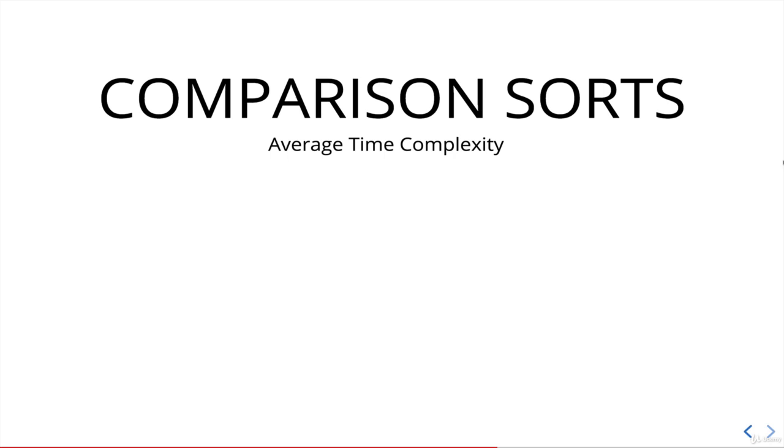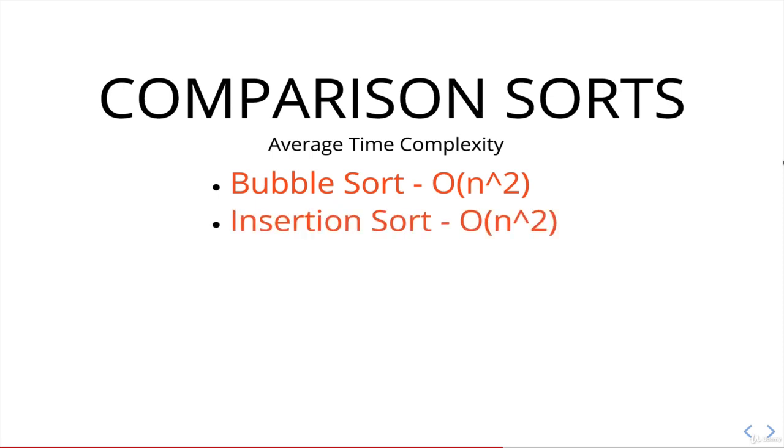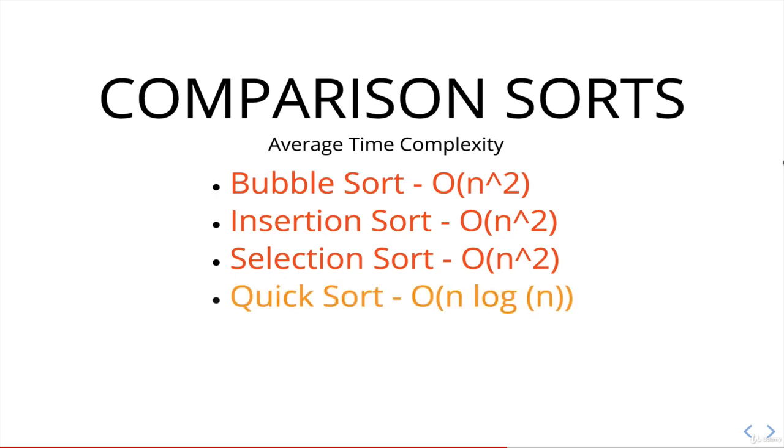That's the most we ever compare at a given time. We're doing less than versus greater than, and then we're deciding where that one item goes. So when we talk about average time complexity for something like bubble sort, it's O of n squared, same for insertion and selection sort. Then we saw a pretty big improvement with quick sort and merge sort, which had average time complexity of O of n log n.